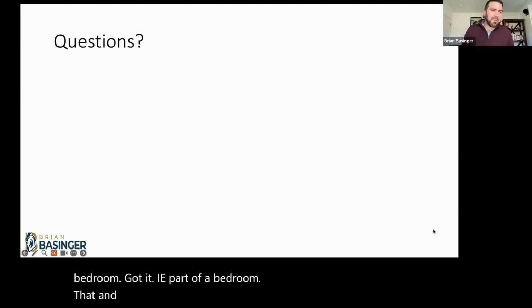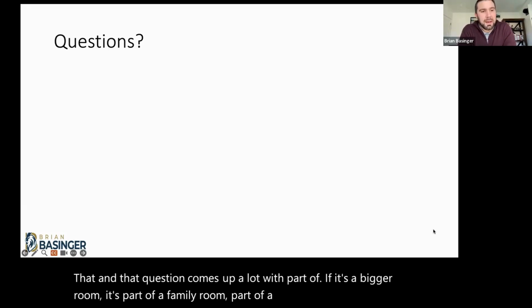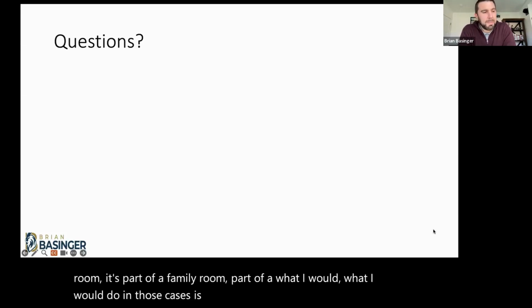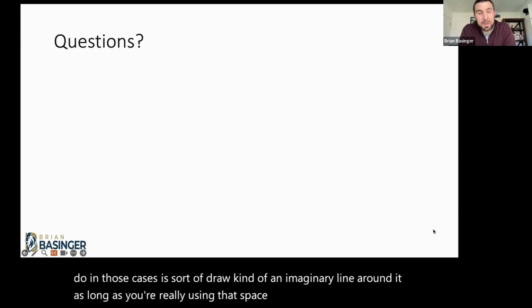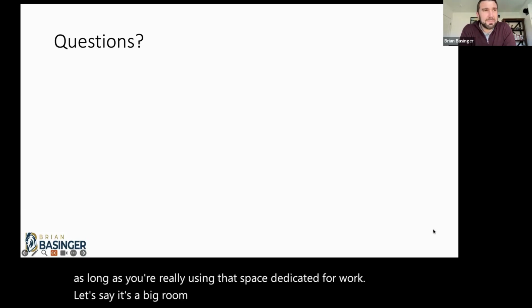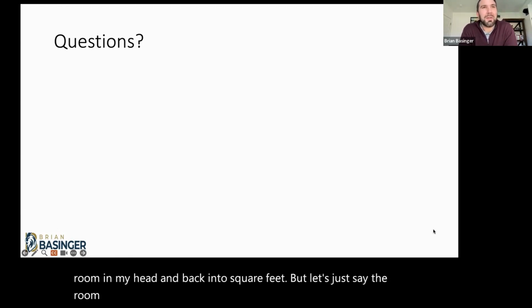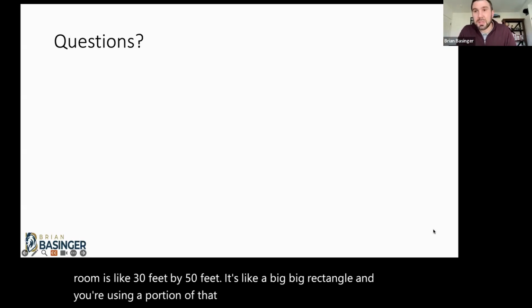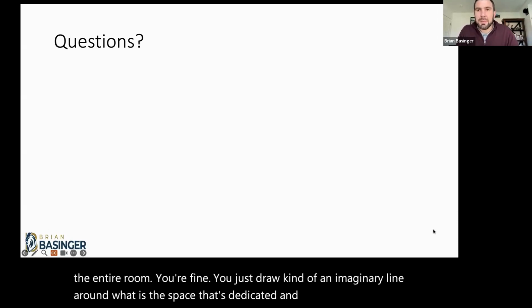Well, that question comes up a lot, like if it's a bigger room, part of a family room. What I would do in those cases is draw an imaginary line around it. As long as you're really using that space dedicated for work, let's say it's a big room, like 30 feet by 50 feet, a big rectangle, and you're using a portion of that exclusively for your office, but it's not the entire room. You're fine. You just draw an imaginary line around the space that's dedicated, and you can deduct that space.